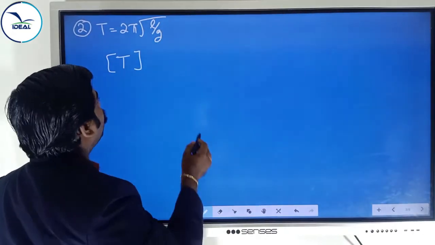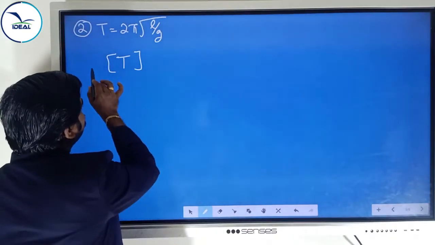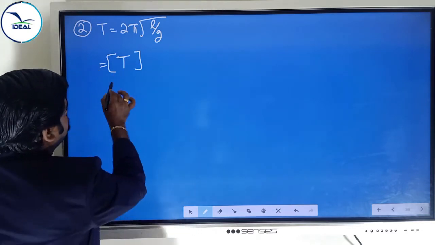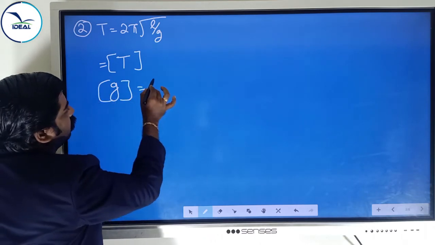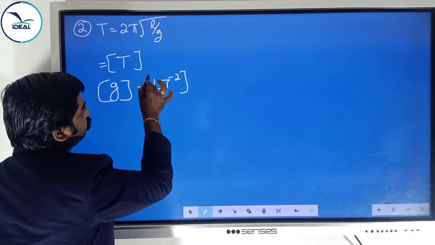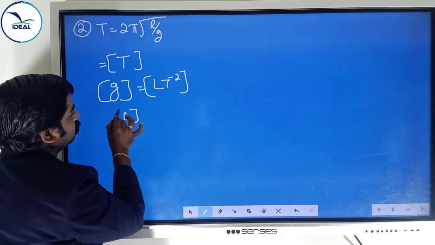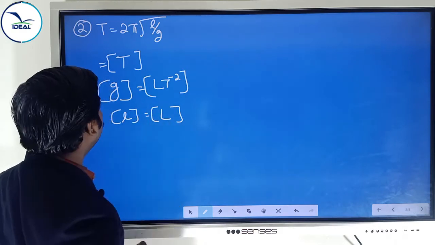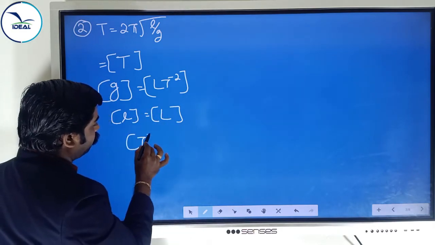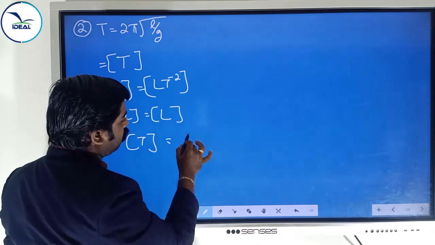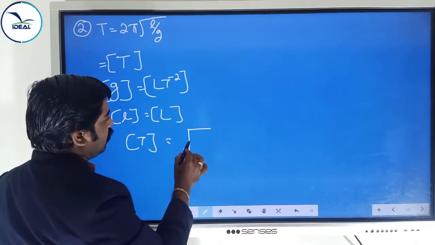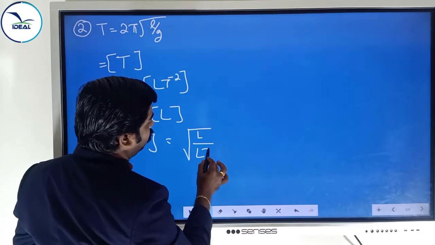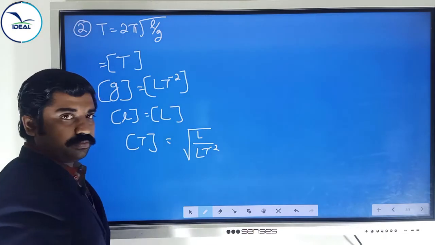Okay, and what about the dimension of G? This is the dimension of T, and what about the dimension of G? That is, the dimension of G is LT raised to minus 2, and the dimension of L is L itself, capital L itself. So we can write T equal to root of L by LT raised to minus 2.